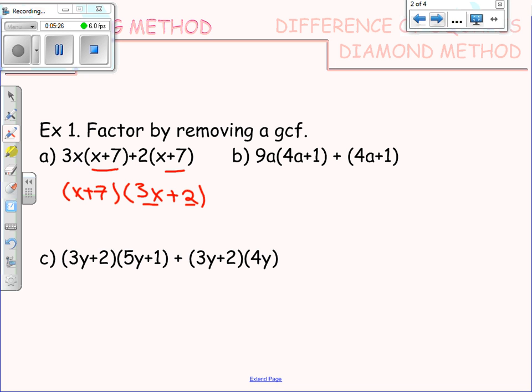What's our greatest common factor of this one? 4a plus 1. So we're left with 9a plus 1. Yes, 1.